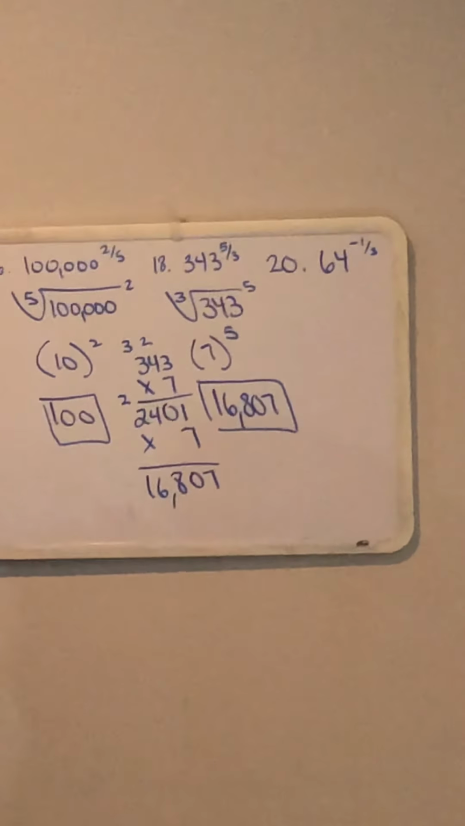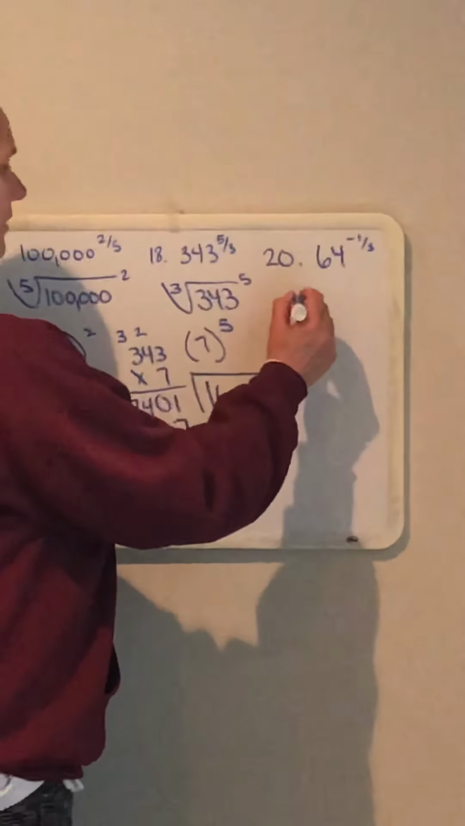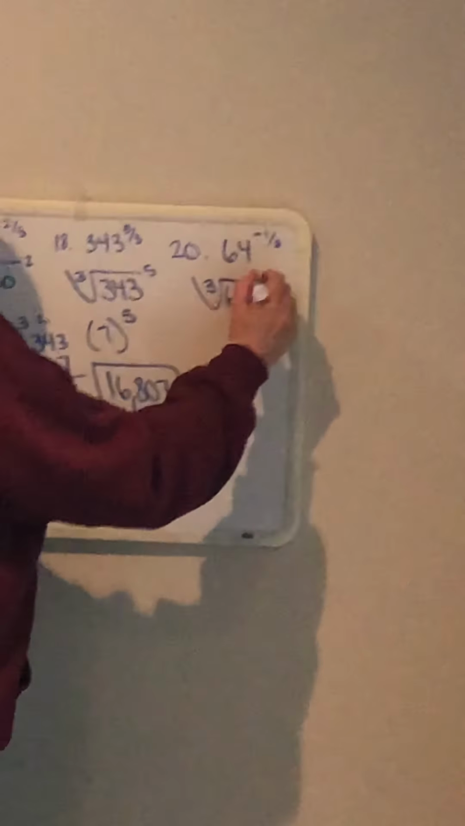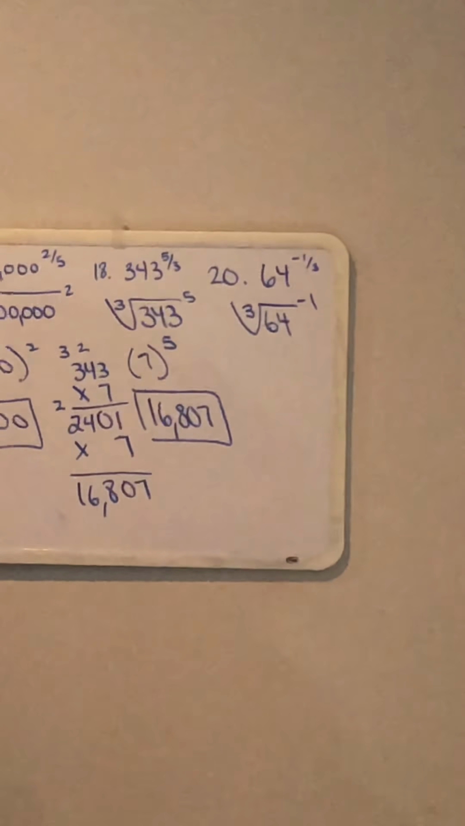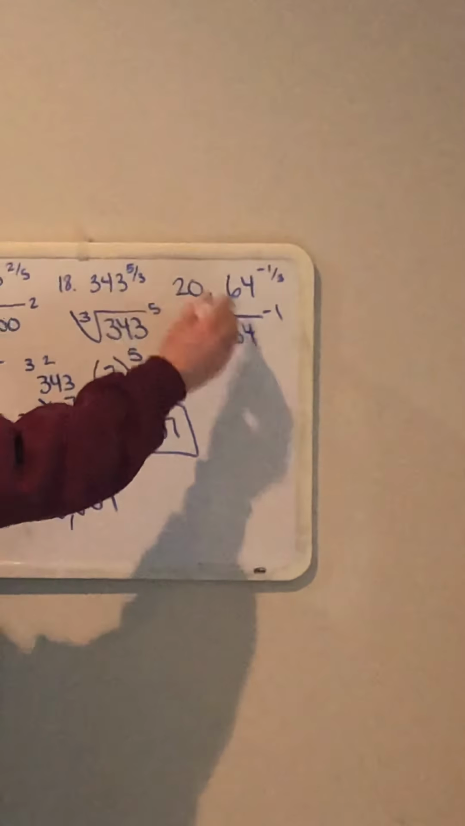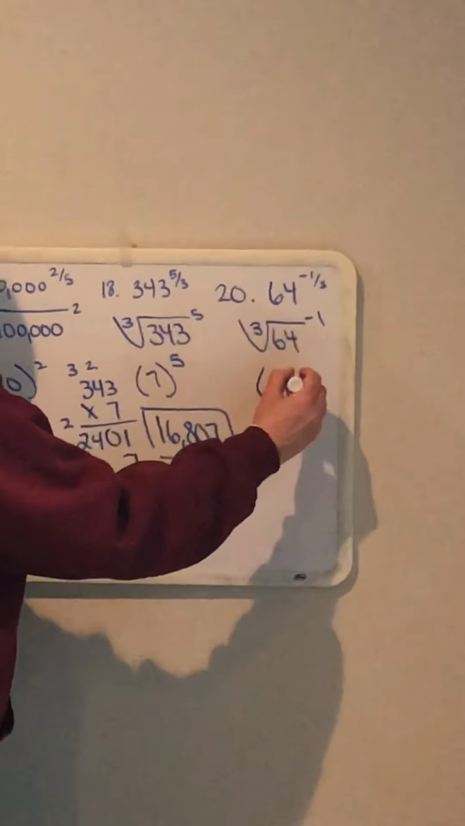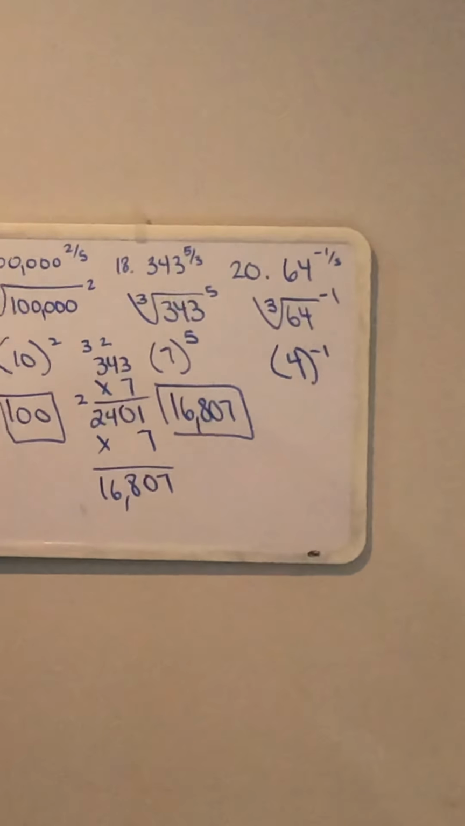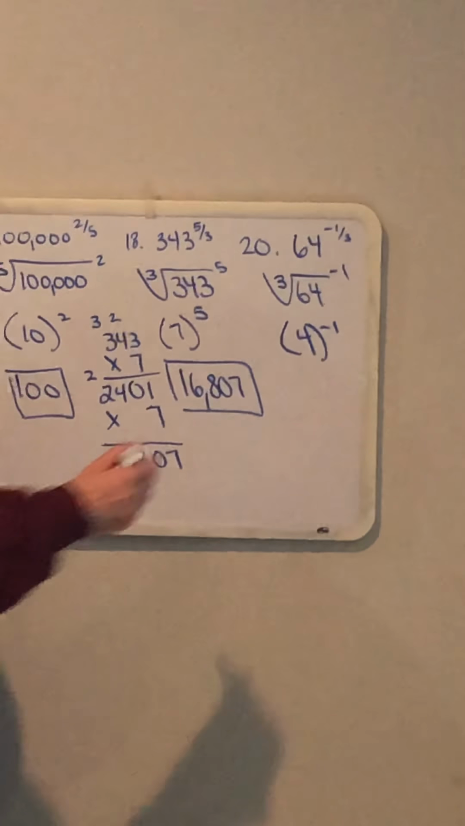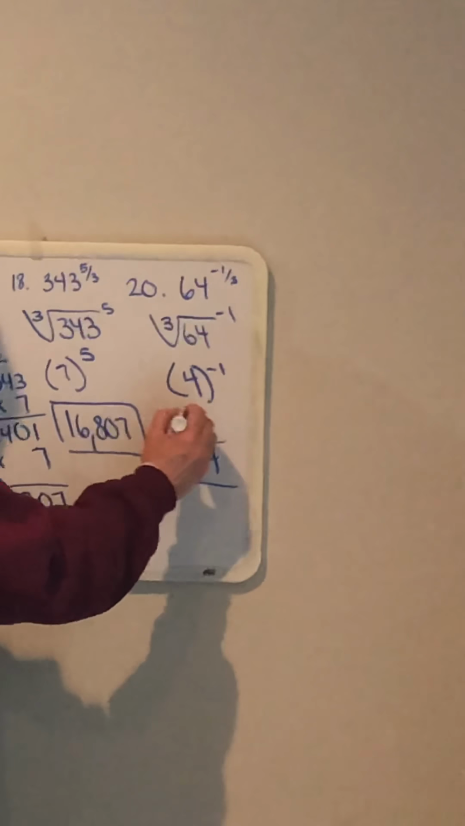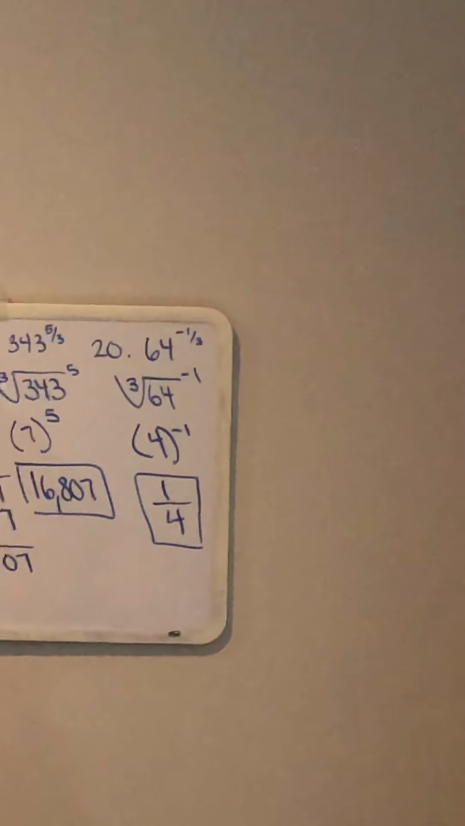Last one, 64 to the negative 1/3 means the cube root of 64 to the negative 1st. Doing the root first, the cube root of 64 is 4 to the negative 1st. The negative power means relocate the item, so this becomes 1/4. And that's the answer to number 20.